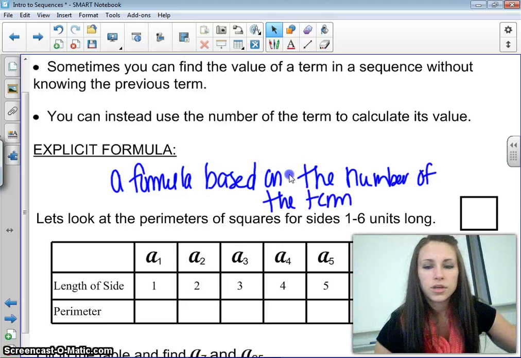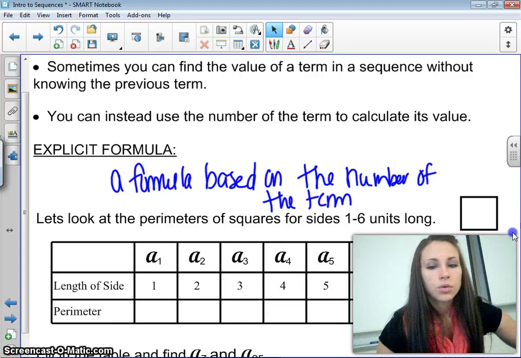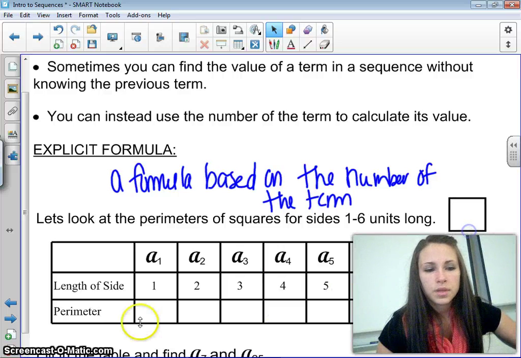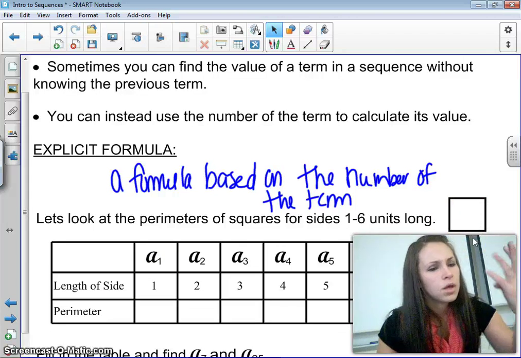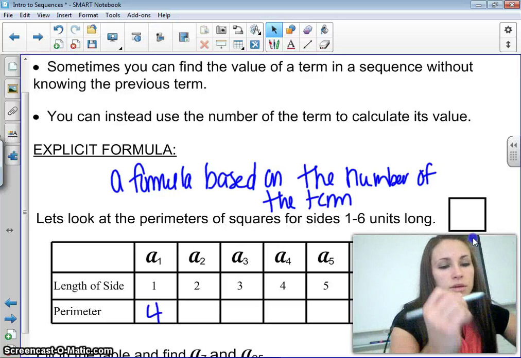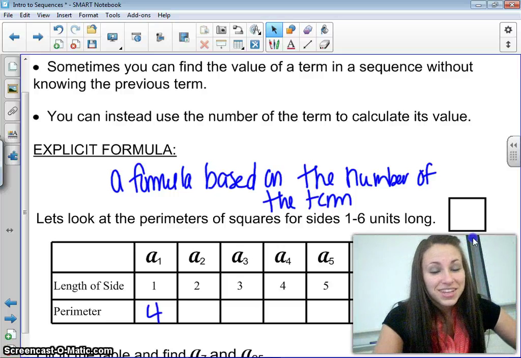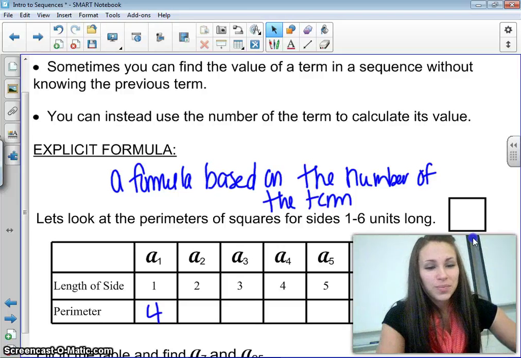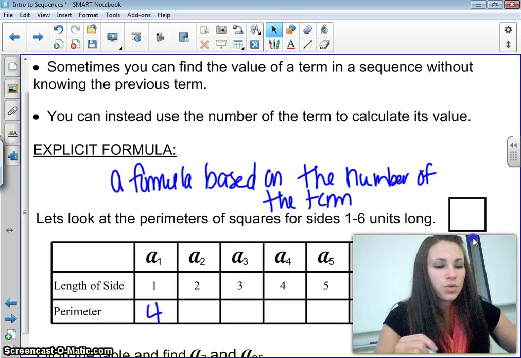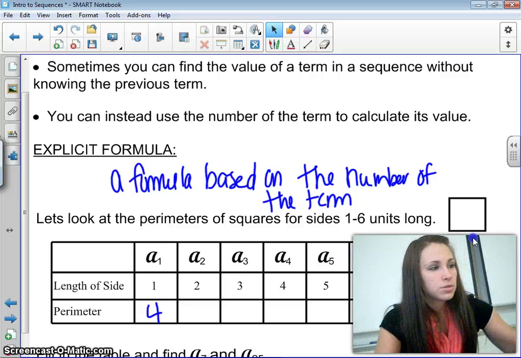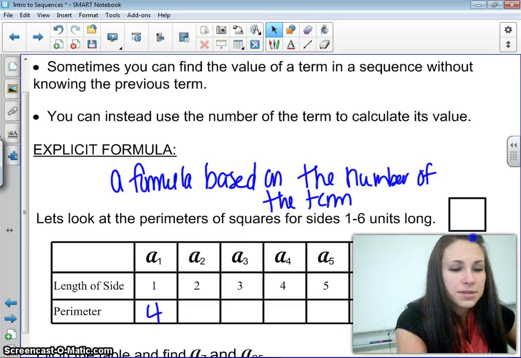And again, we have a real life example for you to hopefully look at and understand what I'm talking about. If we have this square here, and I tell you that the length of the side is 1 unit, then the perimeter would just be me adding up all 4 sides. That would be 1 plus 1 plus 1 plus 1, which is 4. So the perimeter would be 4. If the length of your side changes to 2, then 2 plus 2 plus 2 plus 2 would be 8.